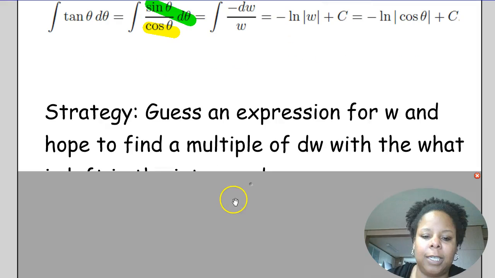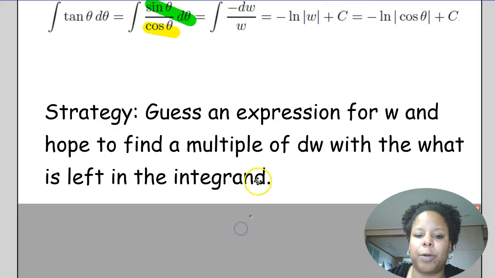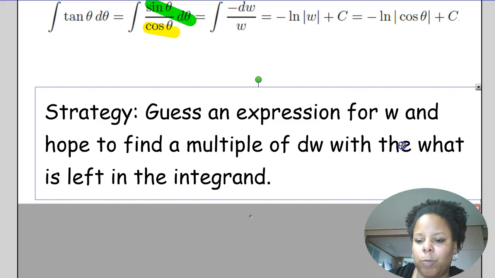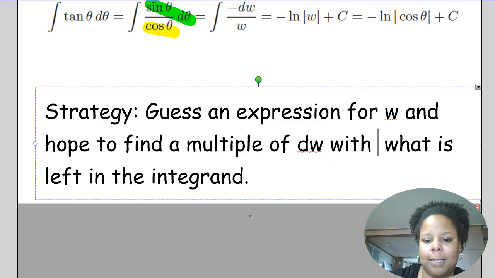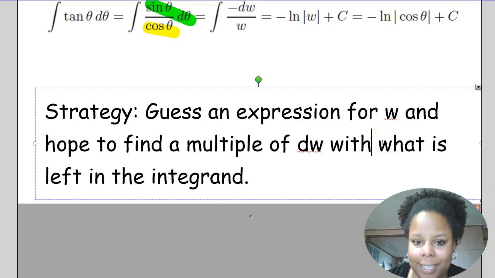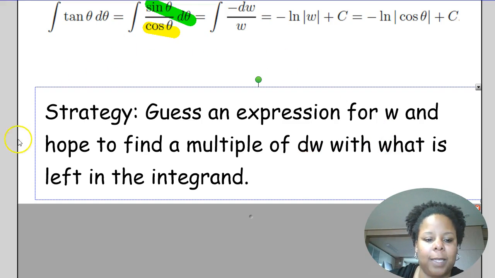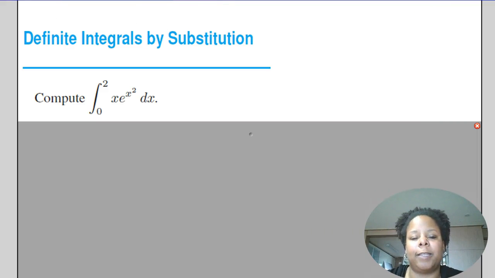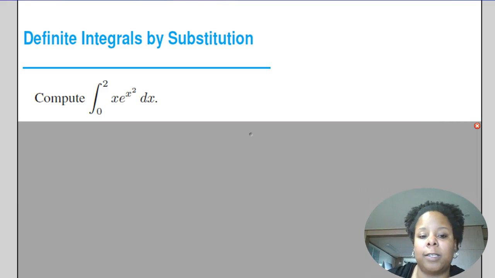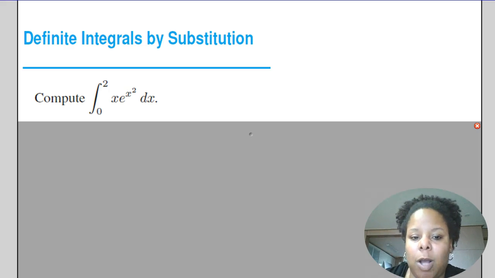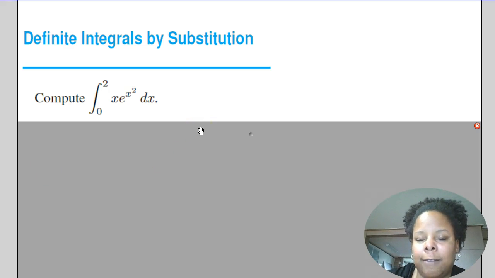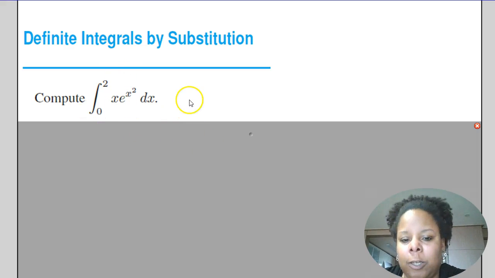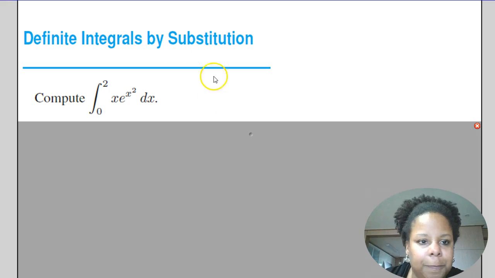But the strategy in all of this is to guess an expression for w and hope to find a multiple of dw with what is left in the integral, which is what we did here in this case. Now, just as in the process for evaluating the indefinite integral, we can also evaluate the definite integral using that same process. First, treat it as if it's an indefinite integral, find your answer, and then evaluate it at the limits of integration. So we're going to look at two strategies.